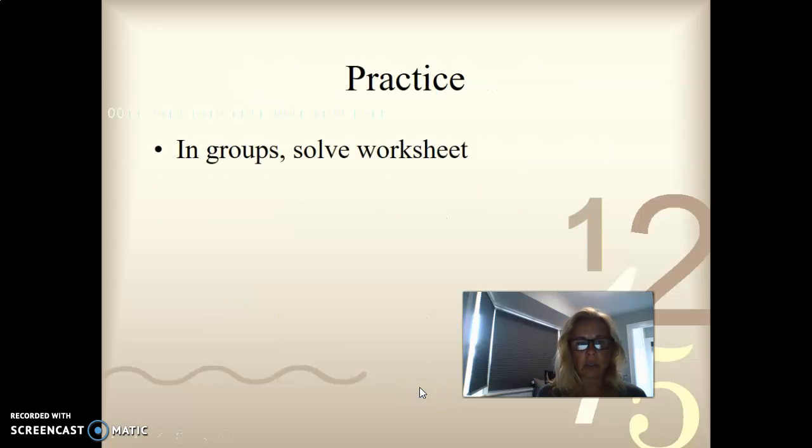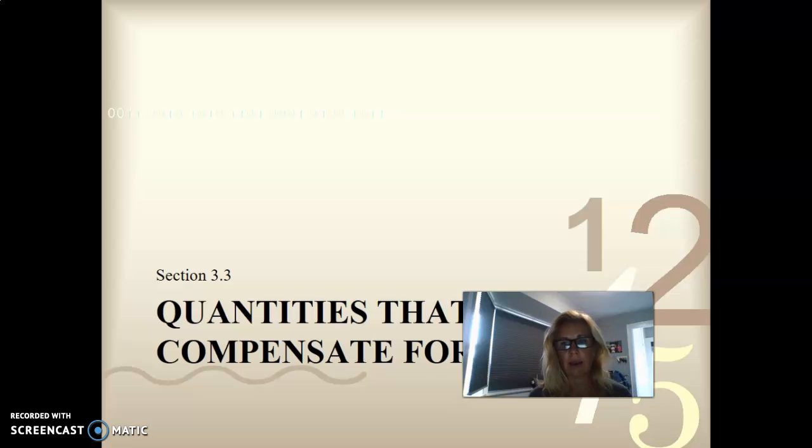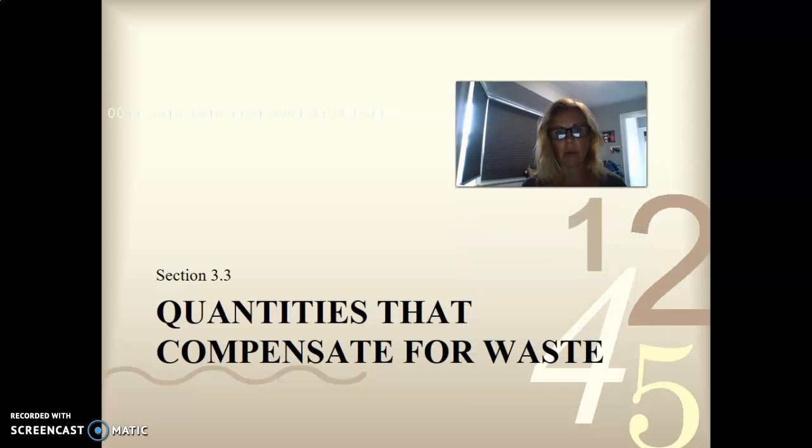So I want you to take some time out to practice your worksheet. If you want to pause this and practice that worksheet, go ahead and do that now and come back to the rest of this PowerPoint when you're ready, where we will be working on section 3.3.